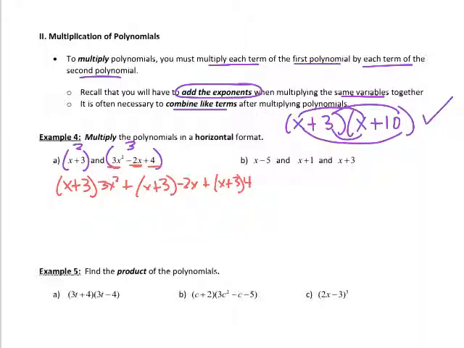Okay, so I took each one of these terms in our polynomial and made it an outside or something that we would have to distribute to both terms inside the binomial.